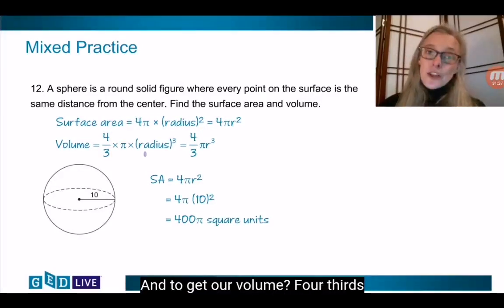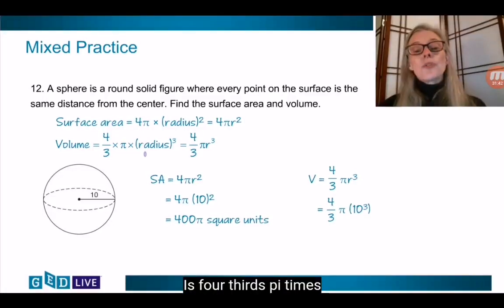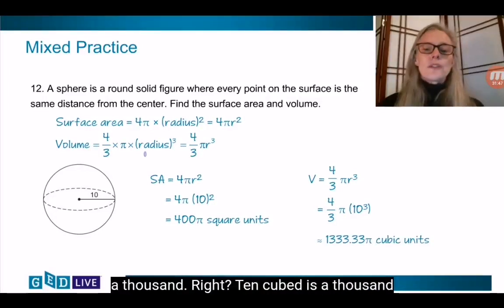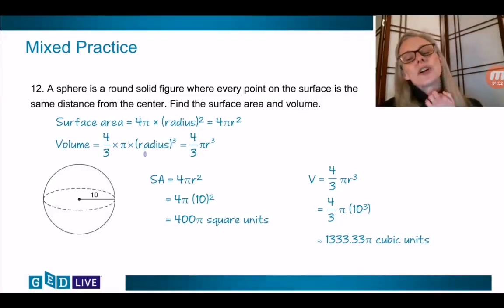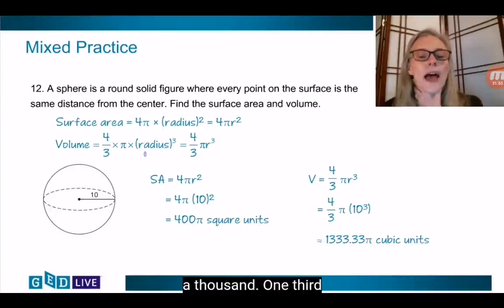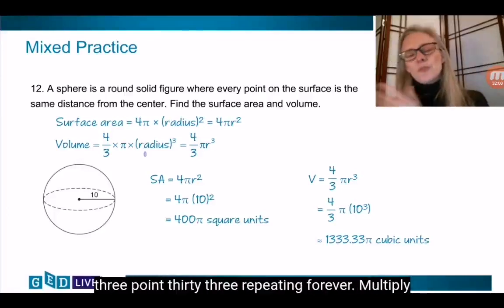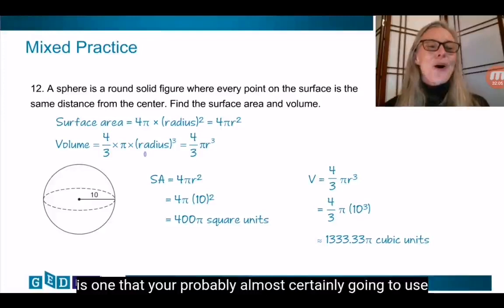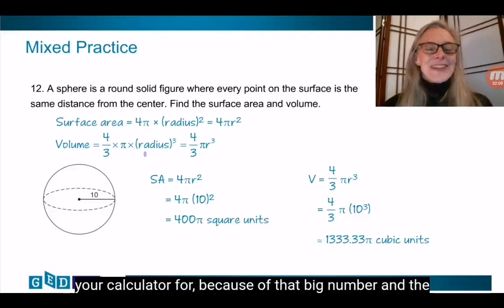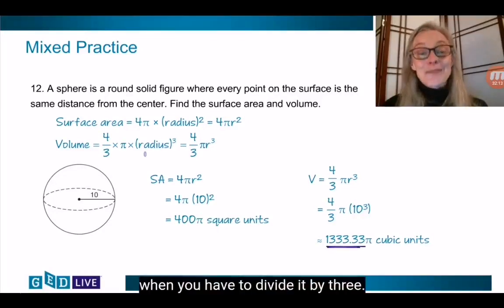And to get our volume, 4/3 times pi times the radius cubed is 4/3 pi times 1,000, right? 10 cubed is 1,000. And so if we take 4/3 of 1,000, 1/3 will be 333.33, repeating forever. Multiply that by 4, and this is the number that we get. This is one that you're almost certainly going to use your calculator for, because of that big number and the way it comes out not in a pretty way when you have to divide by 3.